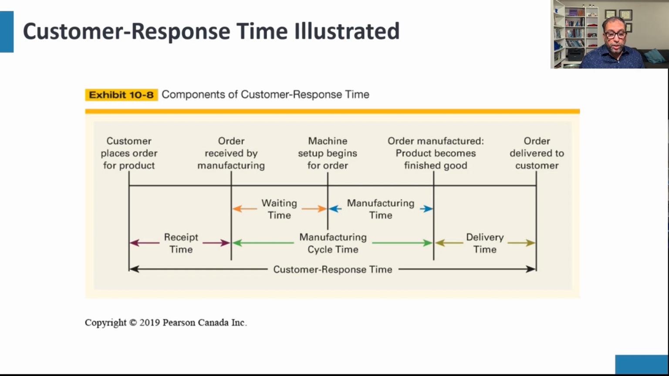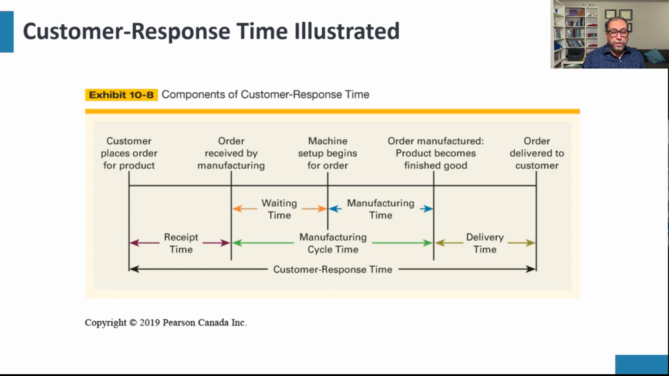But this customer response time we further break down into three components. One is the receipt time: the customer places an order for the product, and the order is received by manufacturing. We call it receipt time because there are different departments. You place an order with the sales department, and then the sales department reports to the manufacturing unit. That's called receipt time.